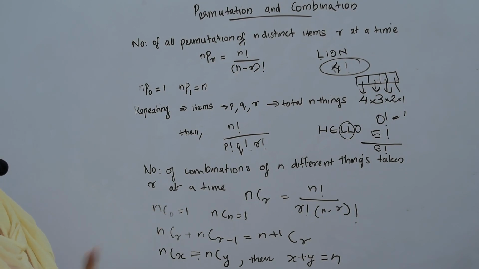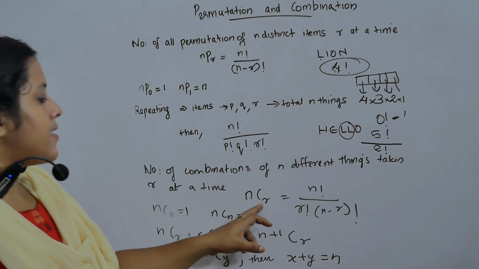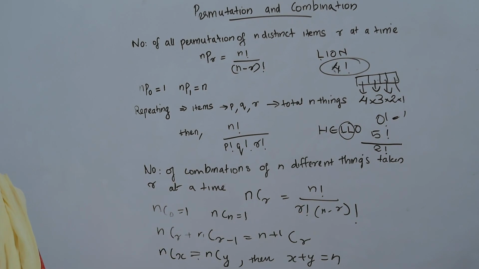Now what is combination? We'll see what is combination. Combination is nCr.